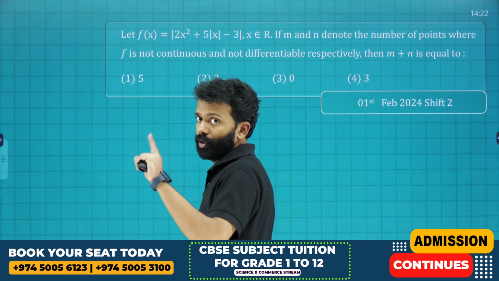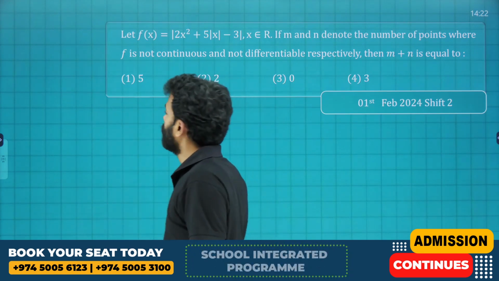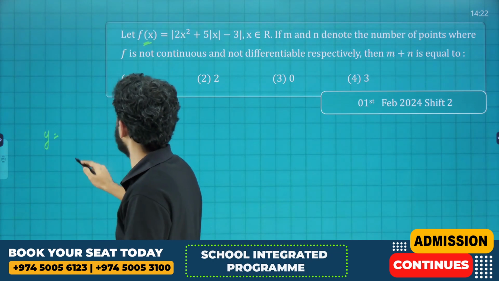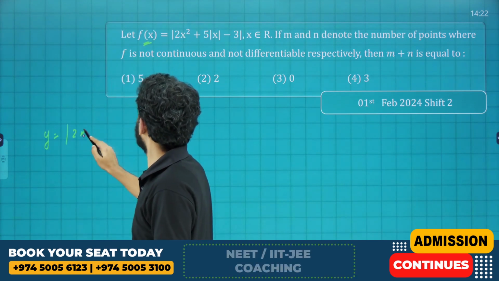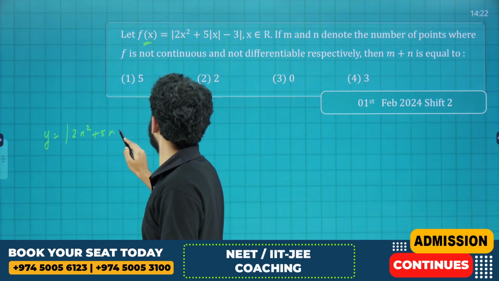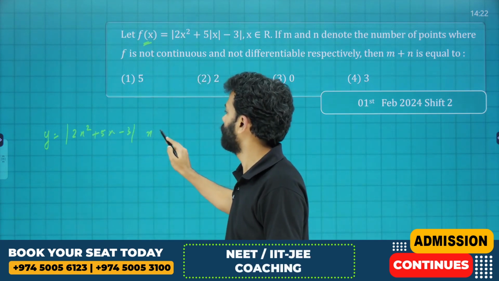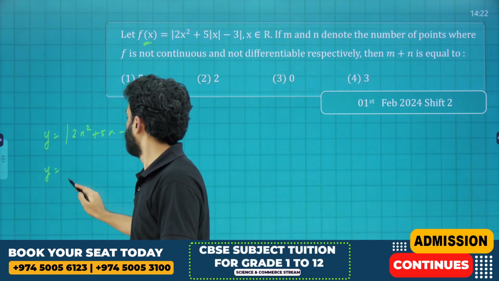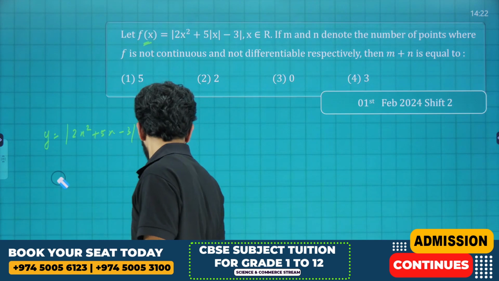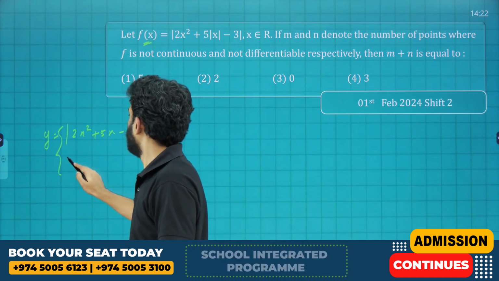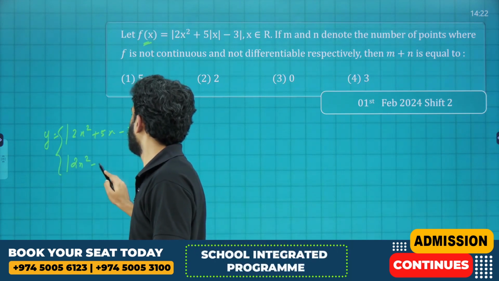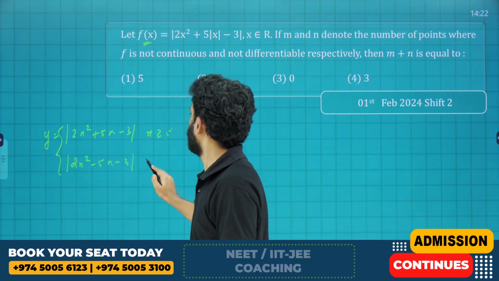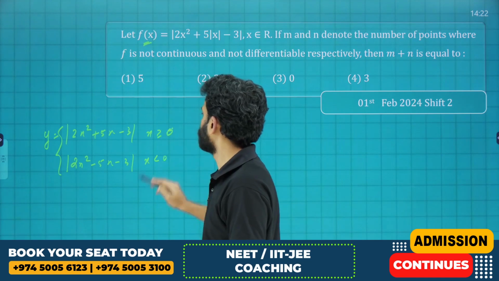Two modulus are there. We need to split it accordingly. Therefore, f of x, I'm taking it as y. Therefore, y is equal to, first, mod of 2x square plus 5x minus 3, where x is greater than or equal to 0. And the next one, we can assign a piecewise function like that here. y is equal to mod of 2x square minus 5x minus 3, where x is less than 0.